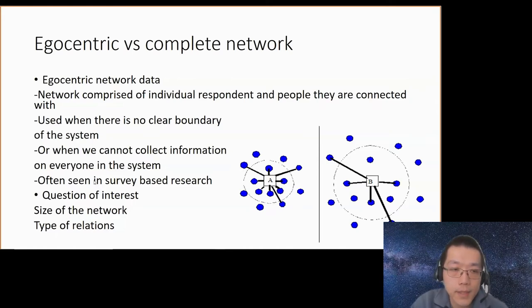And in this type of design, the questions of interest are really things such as the size of one's network or type of relations. For example, you can ask how many friends A and B have and what type of relationship they have with A and B.